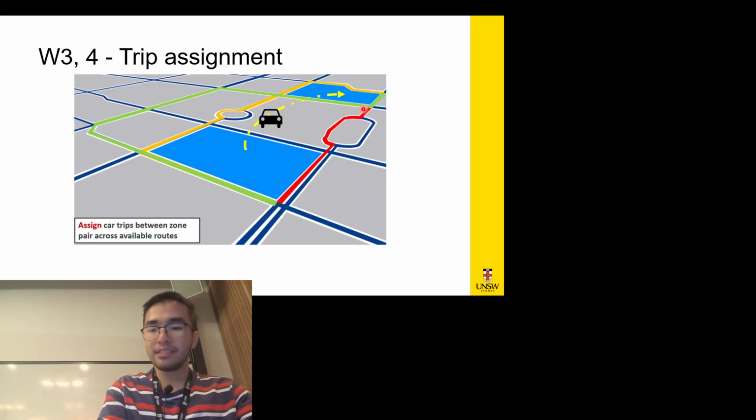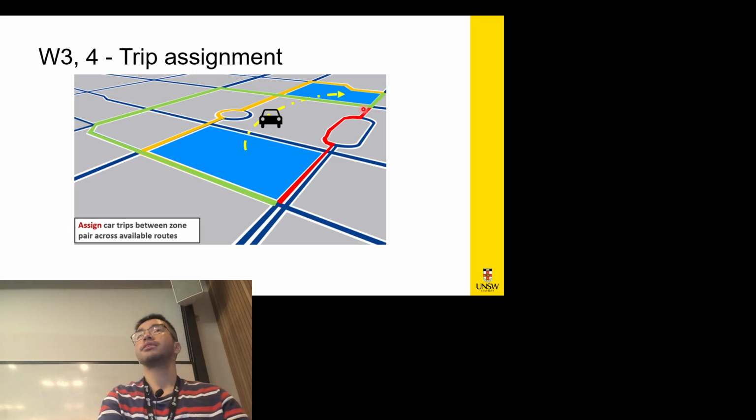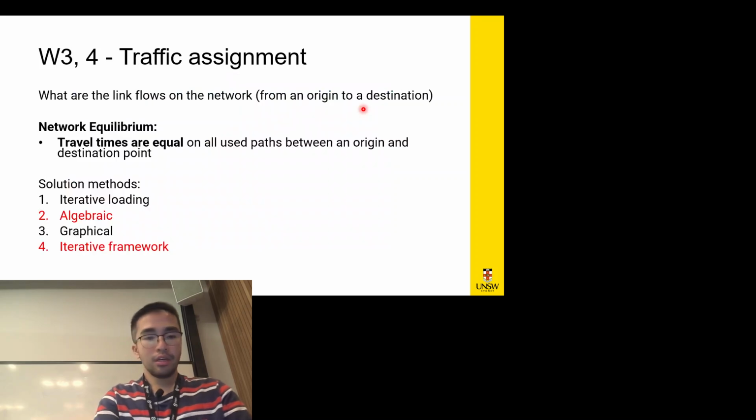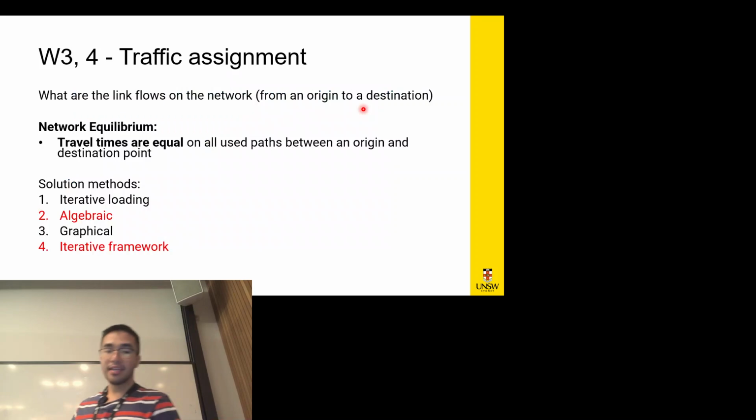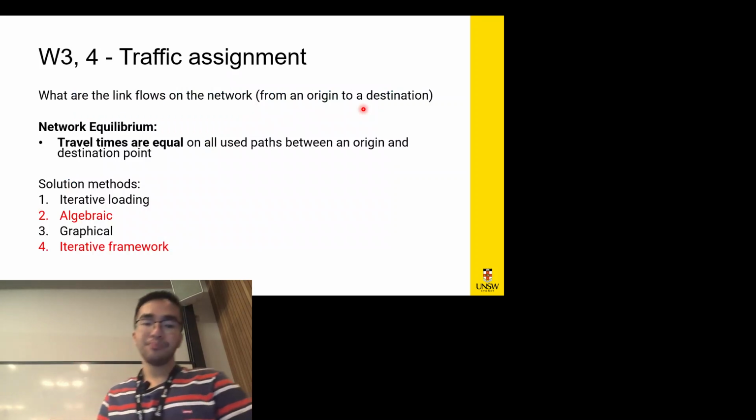Trip assignment is depending on the mode I choose, which route should I choose? Okay, so if I look at cars, for example, and there's 3 roads: Old Northern Road, the Northern Road, and Windsor Road. How many cars on Windsor Road? How many cars on Northern Road? How many cars on Old Northern Road? So which route do I choose? So what are the link flows on the network from an origin to a destination? If we look at cars in particular.